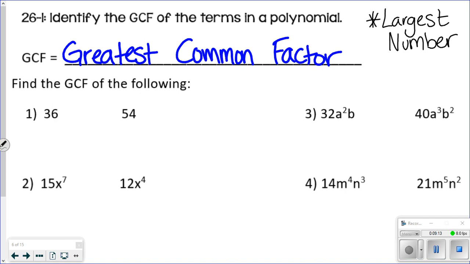So think about your multiplication chart or your multiplication facts. They're both divisible by 2, but it might not be the largest, so keep going. Are they both divisible by 3, 4, 6, 8? This is like guessing and checking, which is what we had to do when we were simplifying radicals. So the largest number that they're both divisible by is 18.